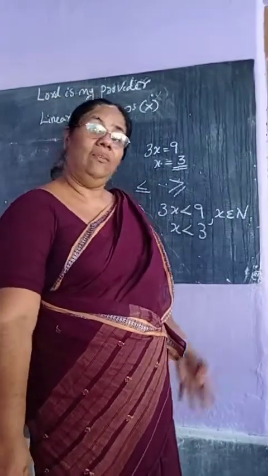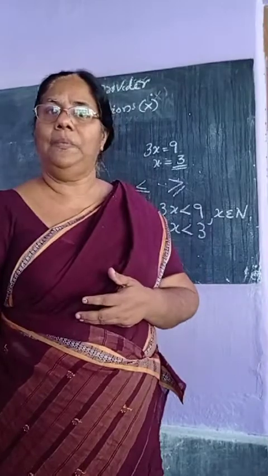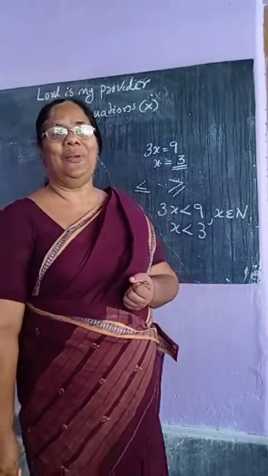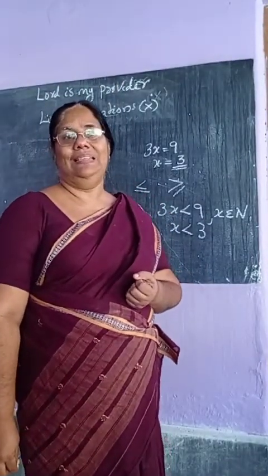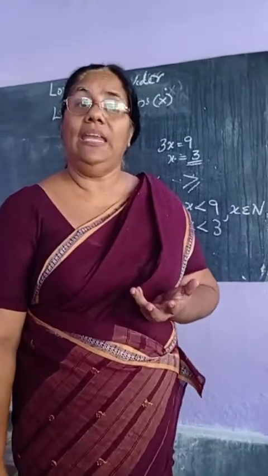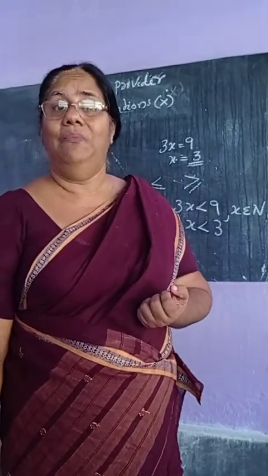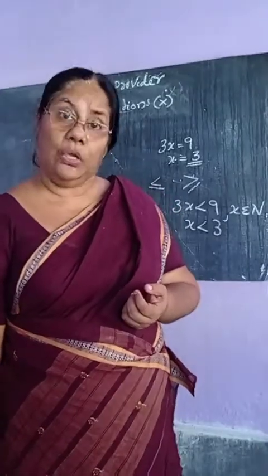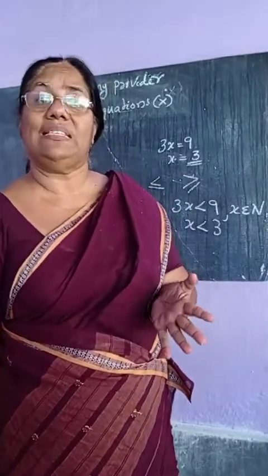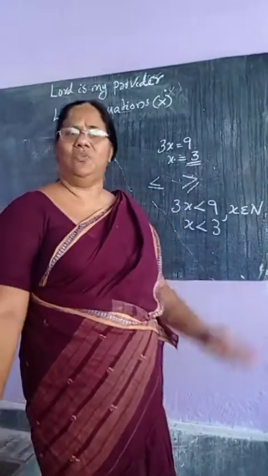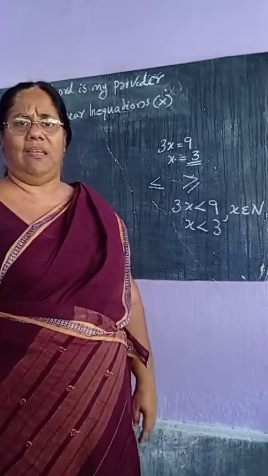Understand? And what's the meaning of whole numbers? 0, 1, 2, 3, etc. are known as whole numbers. Rational numbers: any number of the form p by q, where p and q are integers and q is not equal to 0, is known as a rational number. Various types of numbers are there.